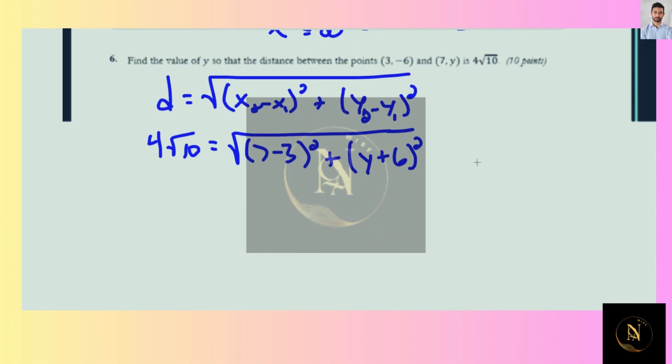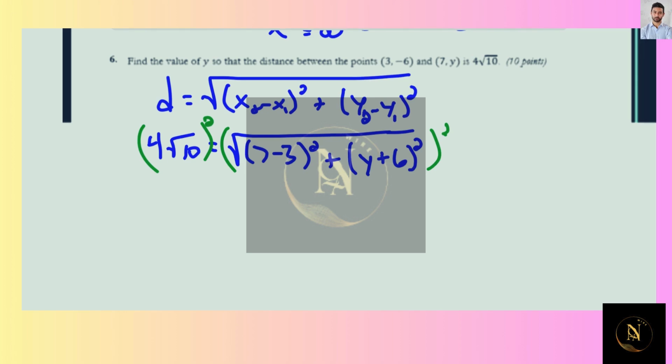Okay, so solve for y. You could square both sides of the equation. Which would be 4 square root 10 squared is 160. That's 4 squared times the square root of 10 squared, or 16 times 10. And on the right-hand side, it's just going to counteract and get rid of the square root. So it's going to be 7 minus 3, which is 4, squared, which is 16, plus y plus 6 squared.